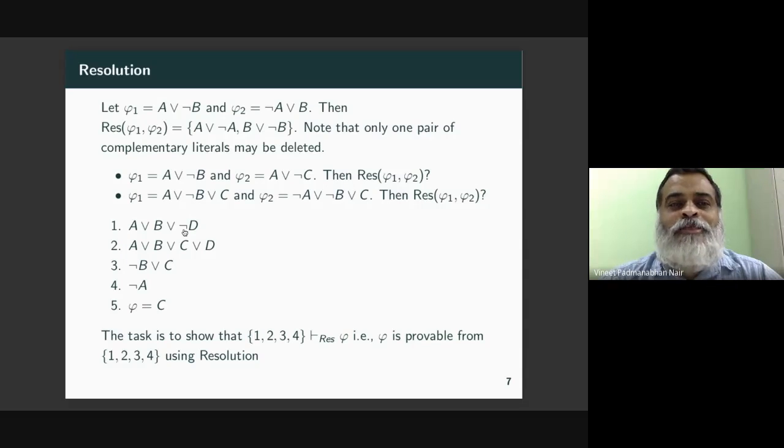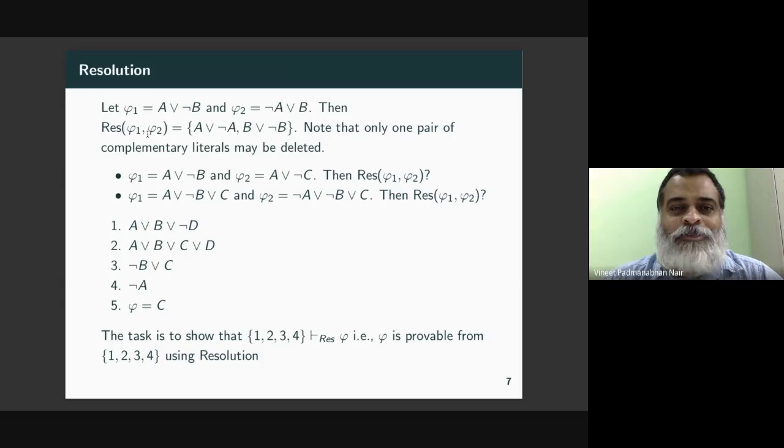I have given two examples here. First, phi 1 is A or not B, and phi 2 is not A or B. And I am telling you that the resolvent of phi 1 and phi 2 is A or not A, B or not B. Now, why has it come up like that?